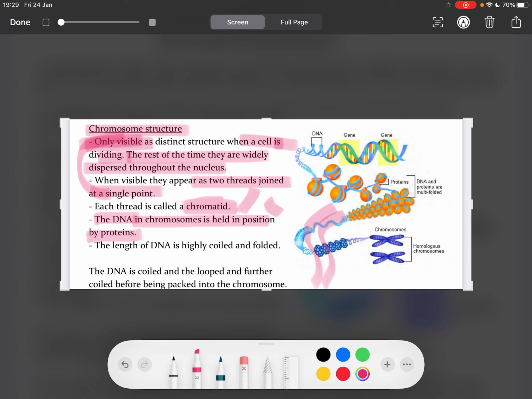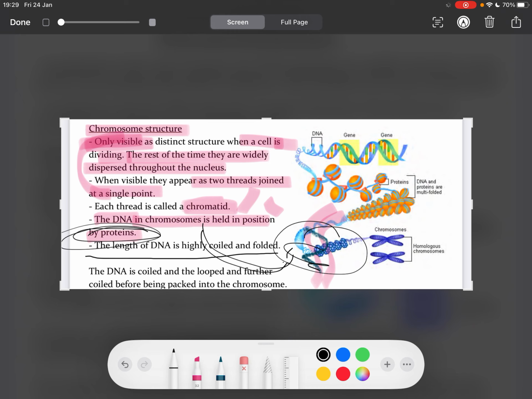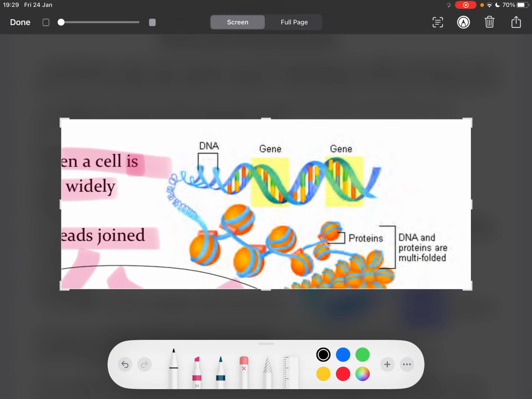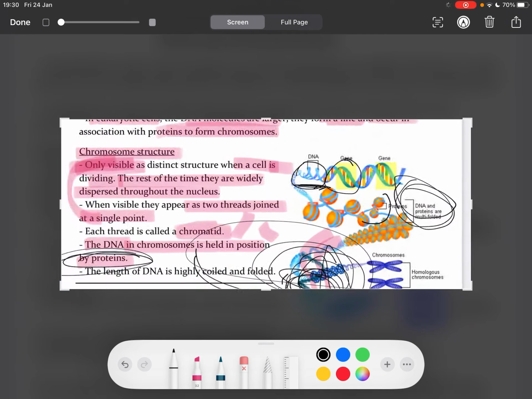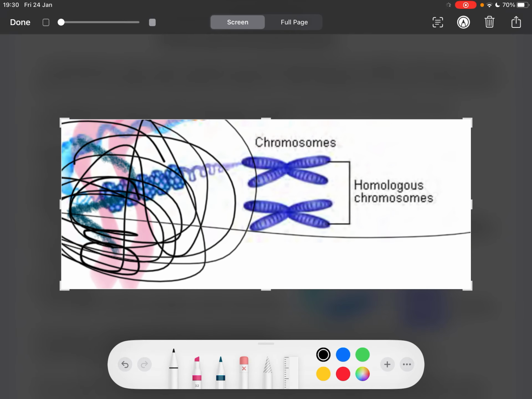The DNA is held by proteins, and the length of the DNA is highly coiled and folded. This is the DNA. Here are the proteins that hold the DNA. The genes, DNA and proteins are multifolded. And then here's the chromosome. Each line is called a chromatid, joined at a single point.